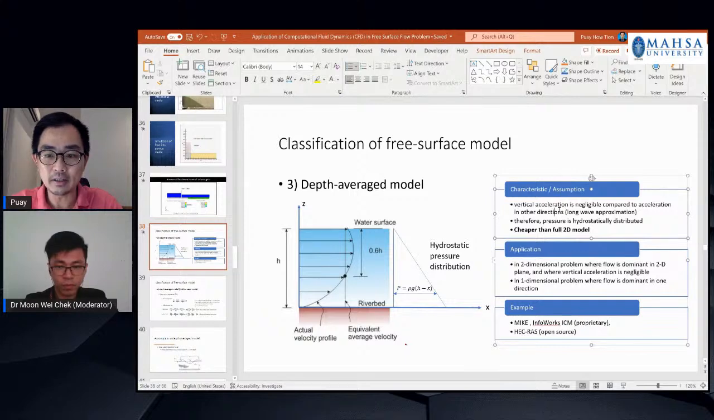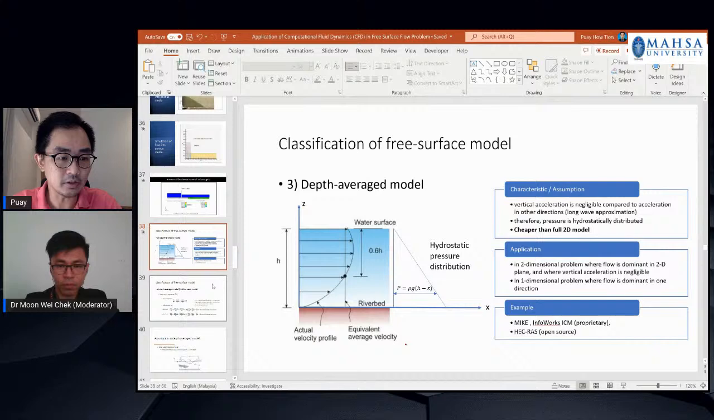In this model, vertical acceleration is negligible compared to acceleration in other directions. This means that pressure is hydrostatic, it's been assumed as hydrostatic. So if the problem has a vertical jump, this model is not suitable. This model is suitable only if the vertical acceleration is negligible. You can find this model in a lot of flood models, such as in InfoWorks, in ICM, and so on, because they are fast and very cost efficient.